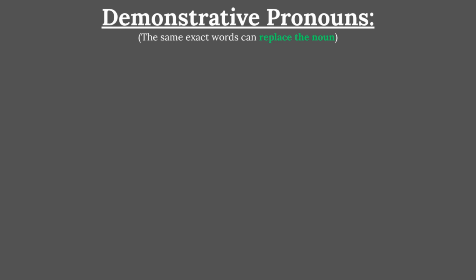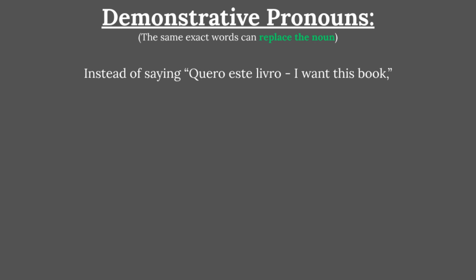Demonstrative pronouns replace nouns entirely, and they have the same form as adjectives. An example is Quiero este libro. I want this book. Instead of using an adjective, we can replace it with a pronoun, following the same word. Quiero este. I want this one.